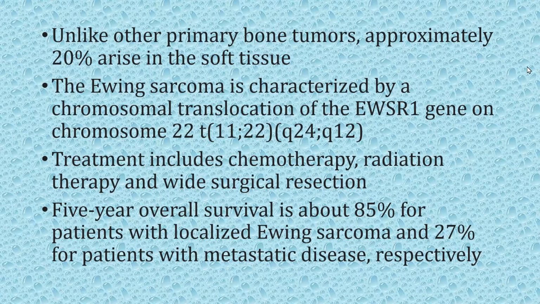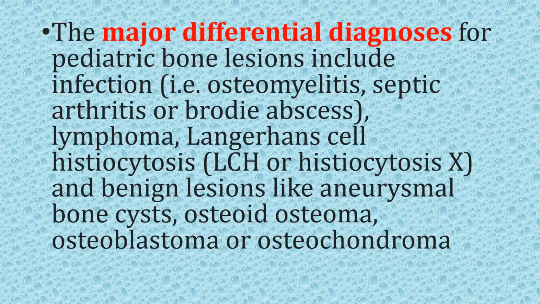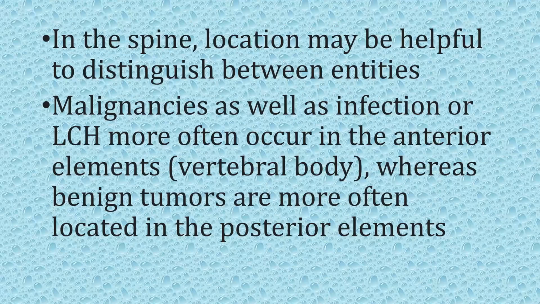The major differential diagnosis of pediatric bone lesions include infection, septic arthritis, Brodie's abscess, lymphoma, Langerhans cell histiocytosis, and benign lesions like aneurysmal bone cysts, osteoblastoma, and osteochondroma. In the spine, location may be helpful to distinguish between entities, malignancies, as well as infection. Langerhans cell histiocytosis or eosinophilic granuloma more often occur in the anterior elements, the vertebral body, whereas benign tumors are more often located in the posterior elements.